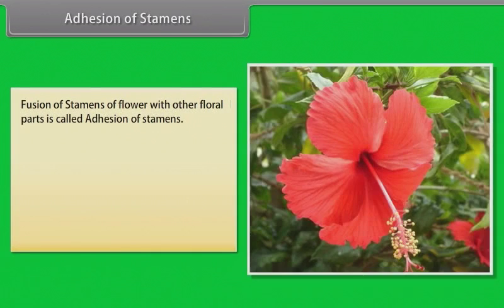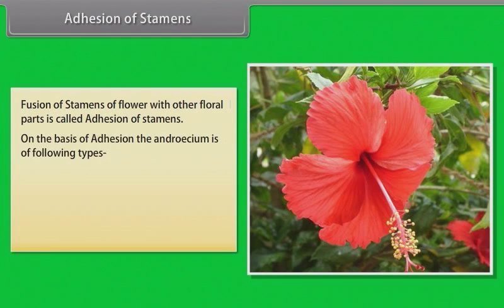Adhesion of stamens. Fusion of stamens of a flower with other floral parts is called adhesion of stamens. On the basis of adhesion, the Androecium is of the following types: epipetalous, episepalous, epiphyllous, gynandrous.